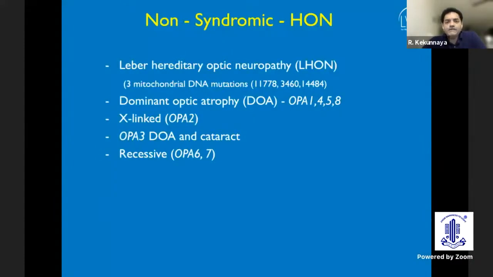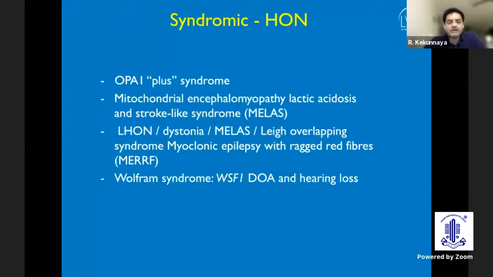If you see the non-syndromic hereditary optic neuropathy, they are mainly 3: mitochondrial mutations of Leber's hereditary optic neuropathy, dominant optic atrophy, and recessive type. And there is also X-linked. OPA1 to 7 genes, 6 and 7 are recessive, and the second one is X-linked. These are the non-syndromic. If you see the syndromic, this is also important.